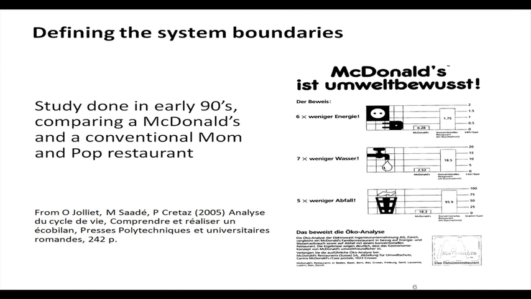Now we will look at some of these. Let's look at this example on how you define the system boundary. As I said, you always need to be careful to have a proper definition of the system boundary. This particular example has come from a French report, which is why you see some French language here, but don't worry too much about that. It's a study done in the early 90s comparing a McDonald's versus a conventional mom and pop restaurant.